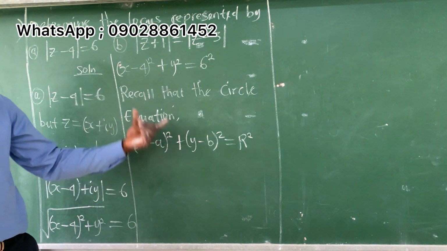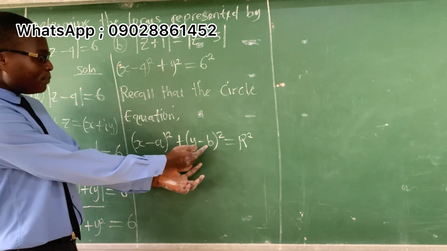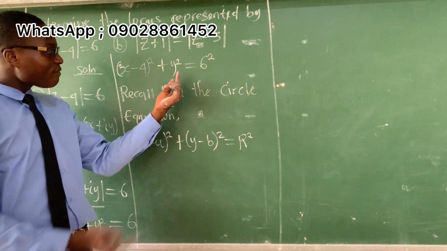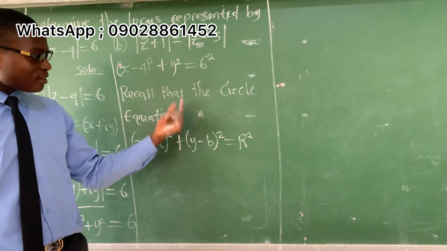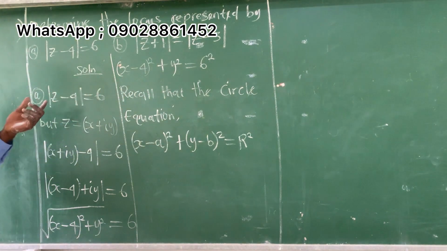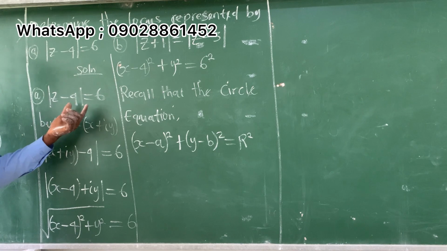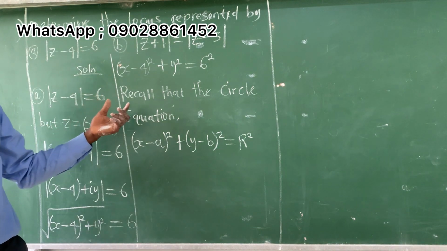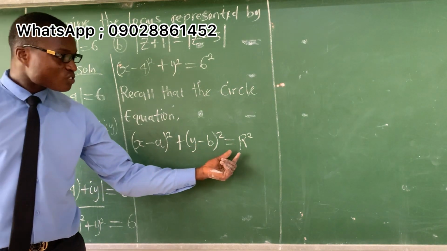So if you compare these two things, you are going to see that a is 4, b is 0, because we don't have any point here. So it simply means that our b from here is 0 and r is 6. So it means that this given question, the magnitude of z minus 4 equal to 6, is simply a circle centered at 2 points A and B with radius r.